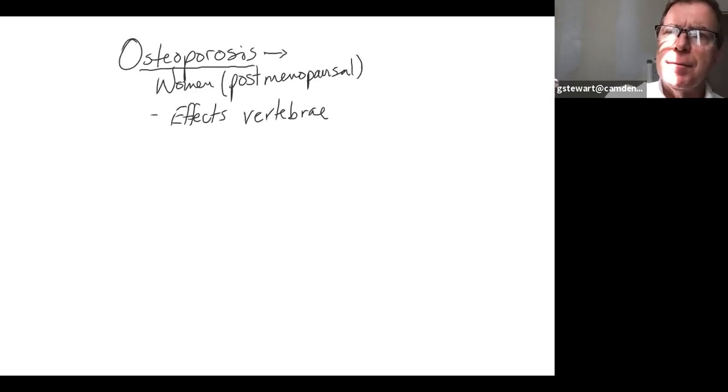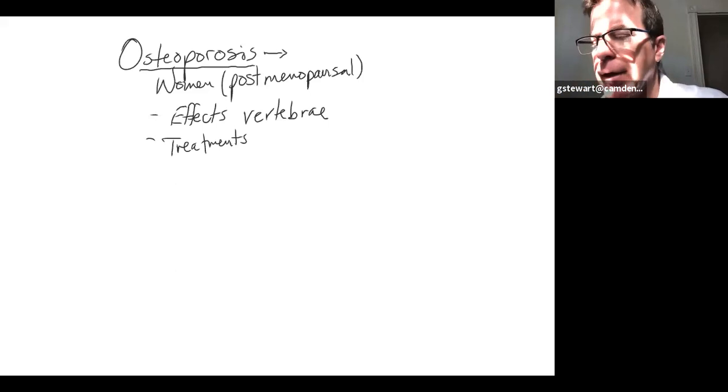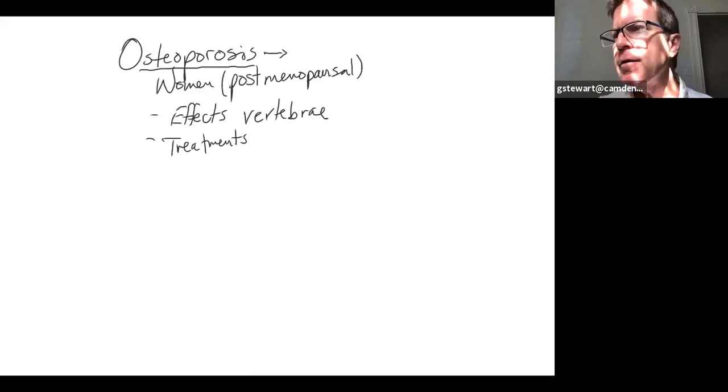Treatments for this are variable. Calcium supplementation is good, but it's not a cure. It's nothing more than a supplementation. So calcium supplements definitely are necessary and recommended for postmenopausal women just to ensure that they get adequate calcium in their diet. Because as you know now, without calcium, we can't make good, healthy bone tissue.